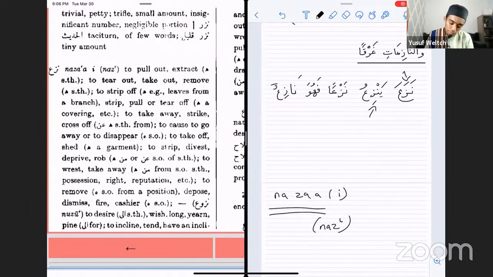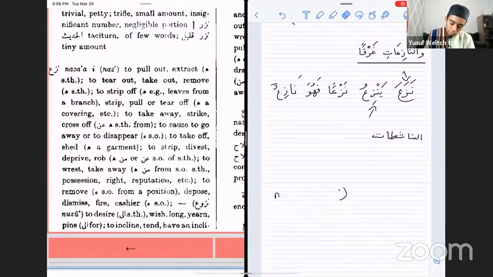What is the next derivative noun that you found? The next one I found was الناشطات. Nashitat. Good. Okay, so let's hear from the others. Who can tell me what the root letters are, the three root letters of nashitat? Nun, sheen, and ta. Good.